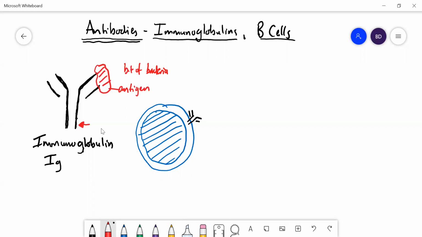Now, the difference from when we talk about T cells is that this antigen is not presented by another cell. It's just floating around free in the blood or in the tissue fluid. It's not in a major histocompatibility molecule like with the T cells. So it's just a bit of bacteria or a virus which has infected a person. Immunoglobulins, or Igs, most of them are soluble in the blood.